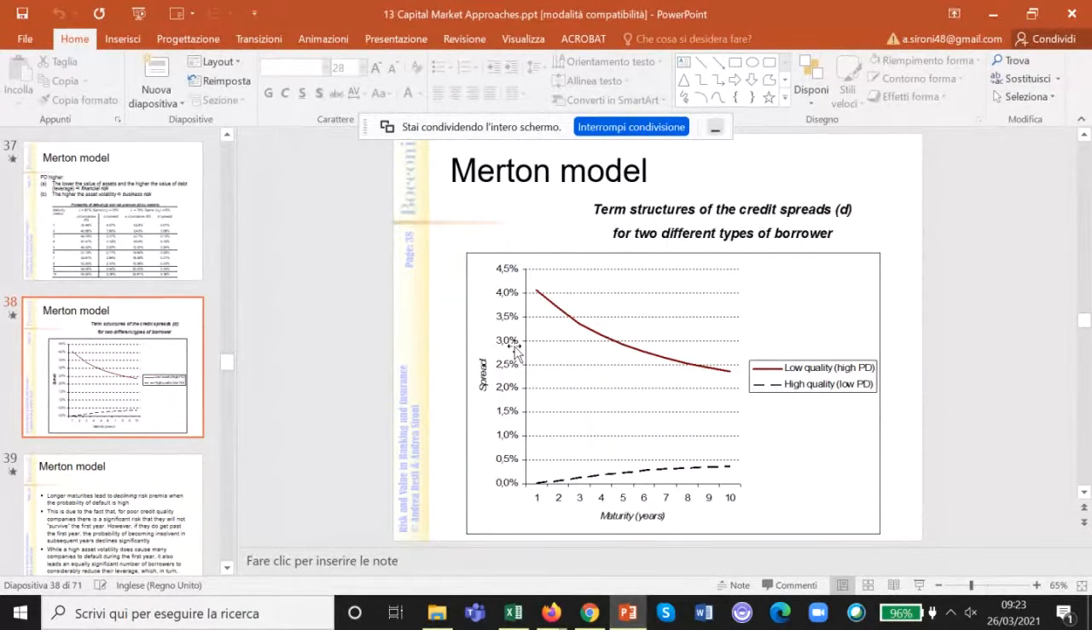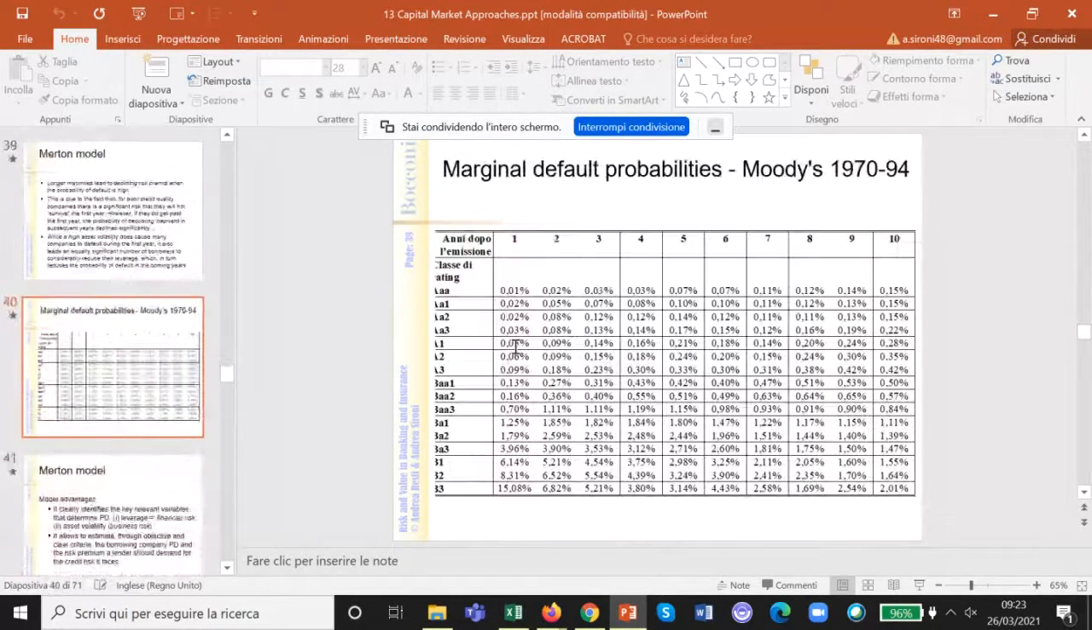Now, the underlying rationale can be seen in this table, which shows marginal default probabilities for a 25-year period from Moody's for different rating grades. Those are marginal default probabilities, not cumulative ones. So basically, they show, for example, what fraction of AAA rated borrowers default in the first year, default in the second year only, in the third year, or in the 10th year.